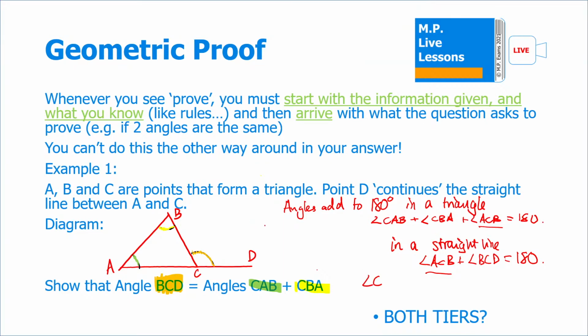So angle CAB plus angle CBA plus angle ACB is equal to angle ACB plus angle BCD. So we take away this ACB on both sides. What we're left with is just angle CAB plus CBA is equal to BCD. That's our proof done.